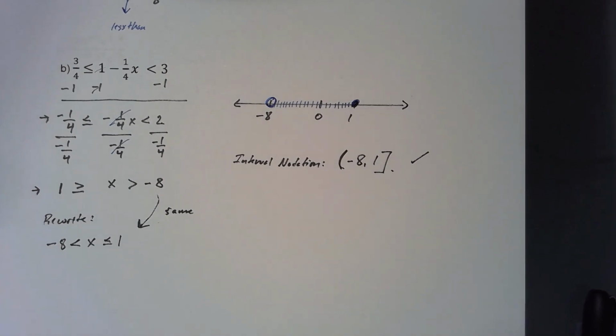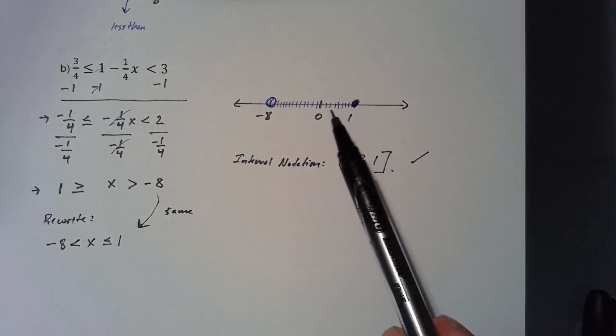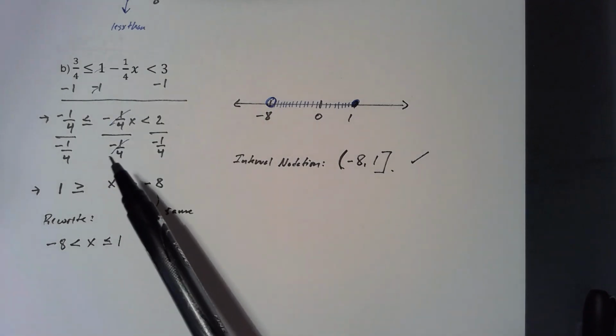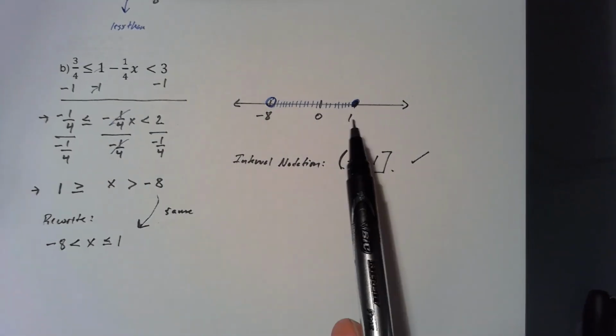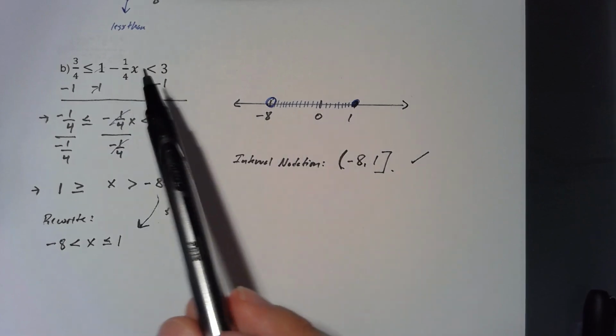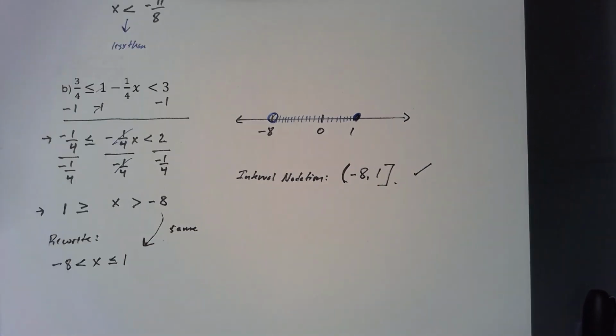So that means any value between negative 8 and 1, and any value in between, is going to be part of this solution set to the inequality. As long as it's between negative 8 and 1, not including 8, but including 1, and you plug it in here for x, you'll get a true statement. That's all it means.